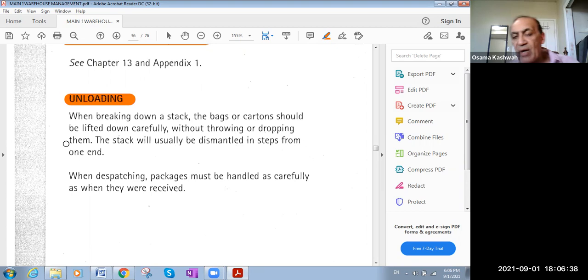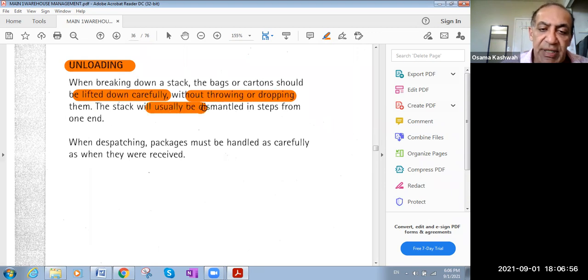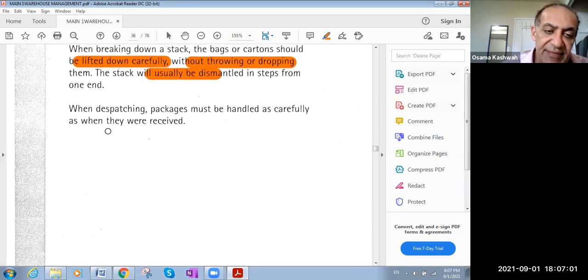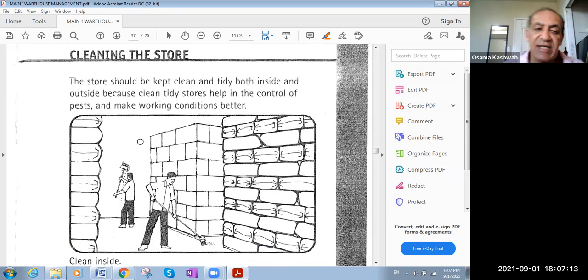Unloading. We'll talk now about unloading. When breaking down a stack, the bags or cartons should be lifted down carefully without throwing or dropping, like we said before. The stack will usually be dismantled in steps from the end. When dispatching, packages must be handled as carefully as when they were received. So receive gently and handle gently. Don't throw it. Don't use force.